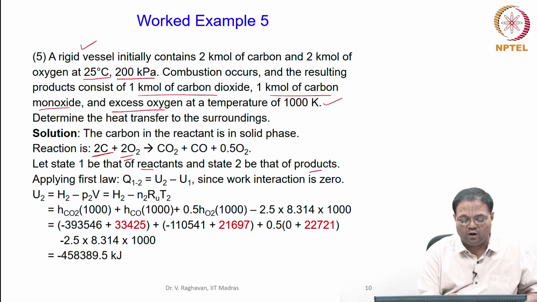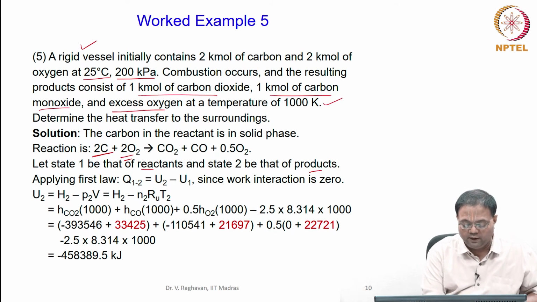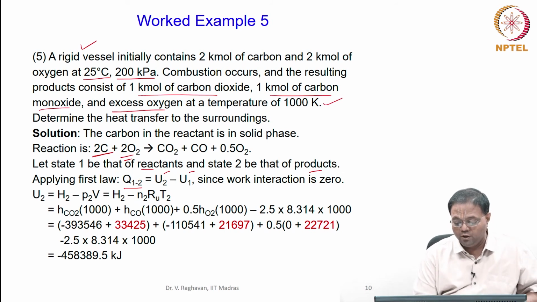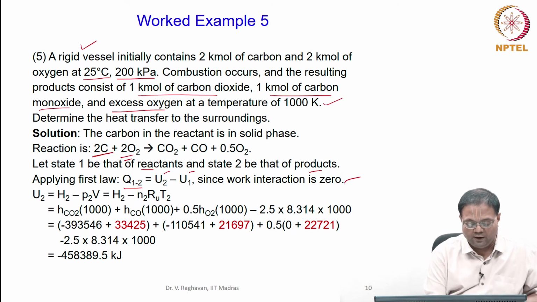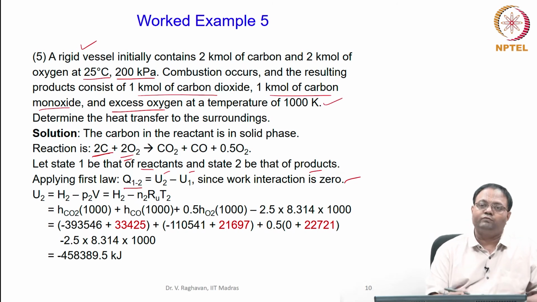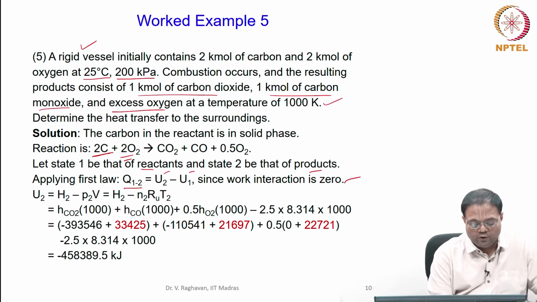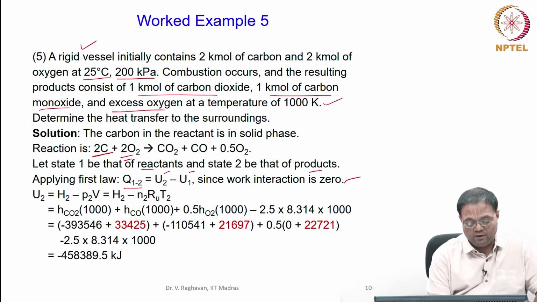When I apply the first law to the constant volume process, the heat interaction Q1-2 will be equal to the change in internal energy, final internal energy U2 minus initial internal energy U1, that is the product internal energy minus the reactant internal energy. The work interaction is 0. Now, as we saw earlier, we use the definition of enthalpy and evaluate internal energy in terms of enthalpy. So, U2 is nothing but H2 minus P2V, that is written as H2 minus N2 Ru T2.